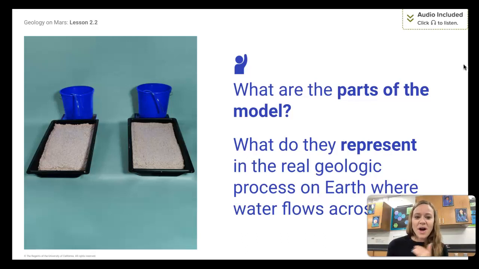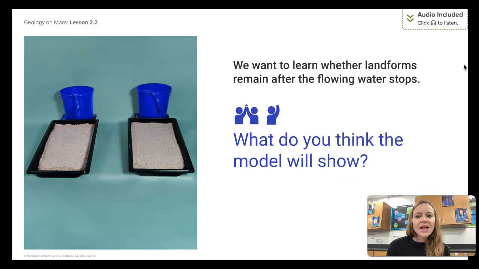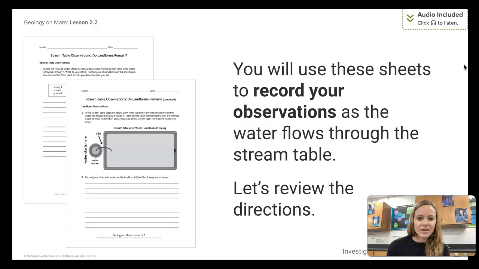In our model, we have water, we have sand, and I want you to think about what do they represent as far as our spheres go? So we talked about all of the spheres, the interacting parts of our systems that work together. So what parts of our spheres are each of these pieces of our model? And I want you to think about, what do you think this model is going to show us based on the questions that we're asking and the materials that we have?